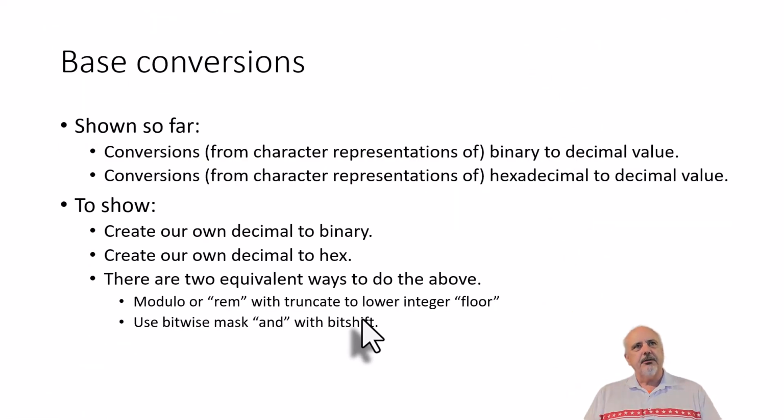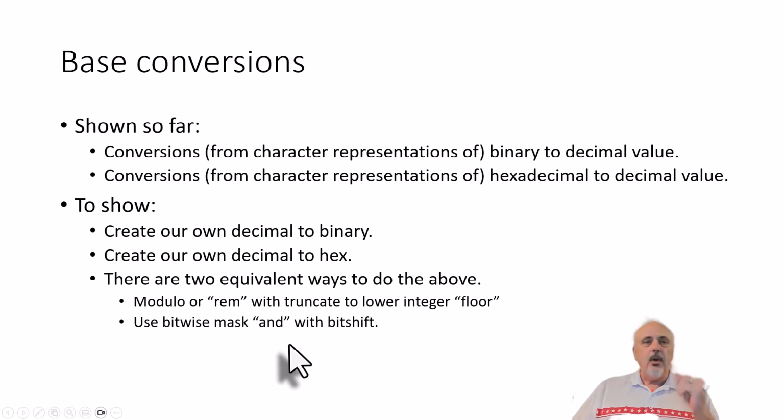Okay, so for base conversion so far, we've converted from binary to decimal, really the character representations of it. We've converted from hexadecimal to decimal. And now we want to think about creating our own decimal to binary character, if you will, or decimal to hex. There's two ways of doing this. Wanted to show you both.